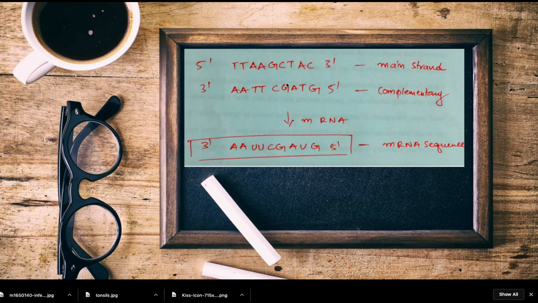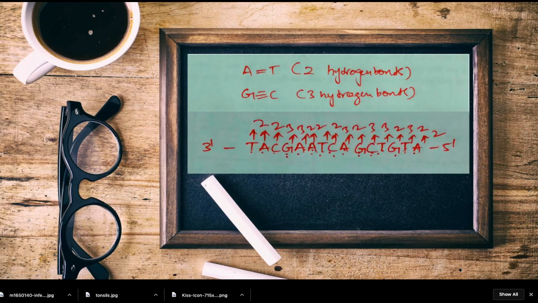The next one, from the double stranded DNA, you will get mRNA. From mRNA, you will get the amino acid sequence. A sequence of amino acids, a group of amino acids, gives rise to the structure of protein. So we have already discussed that A and T bond together with two hydrogen bonds, whereas C and G bond together with three hydrogen bonds.